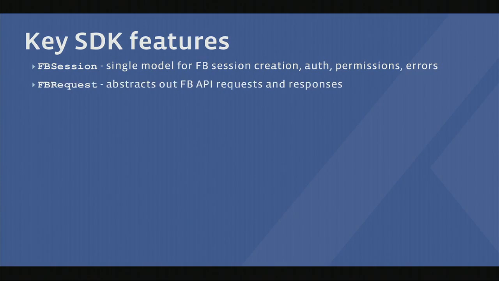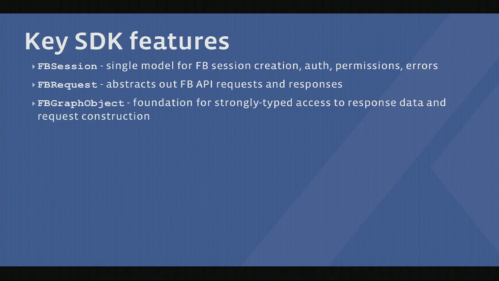FB requests, so abstracting out these API requests and providing strongly typed access to a lot of the data that's coming back from them. Through FB graph object, which is the foundation, the top of the hierarchy for all these strongly typed requests, both data going in as well as data coming back, because you can also post FB open graph actions, which are strongly typed actions. So we can do strong typing in both ways.